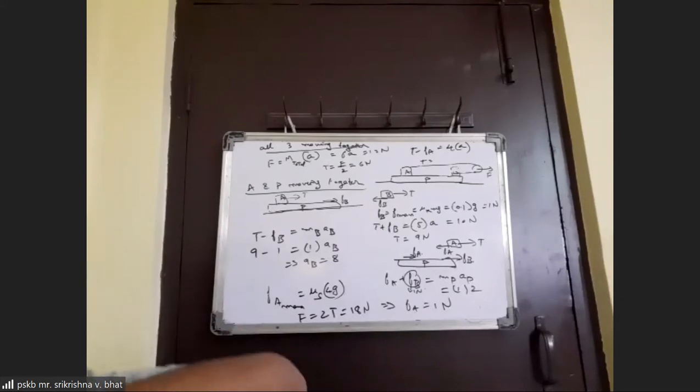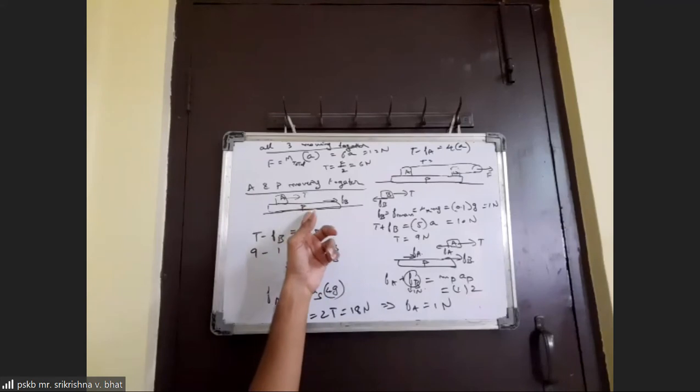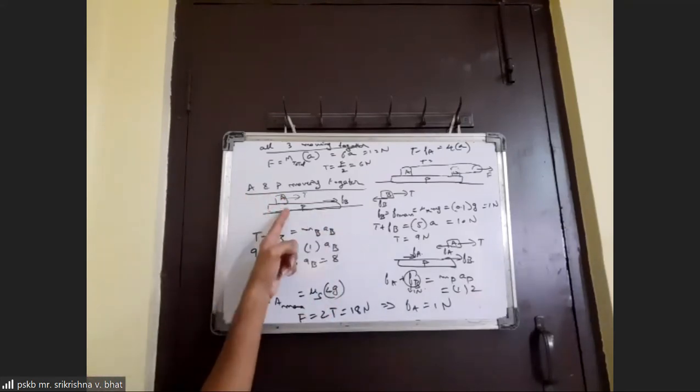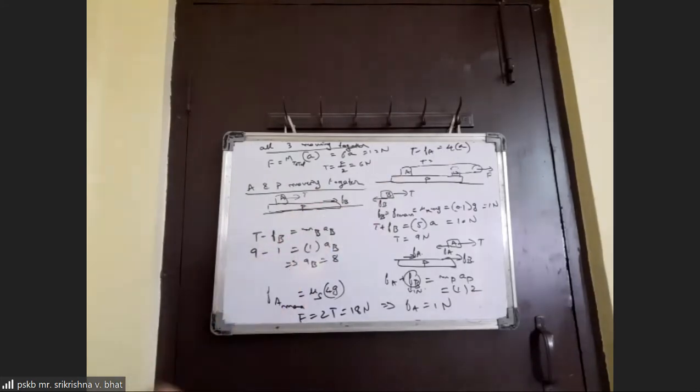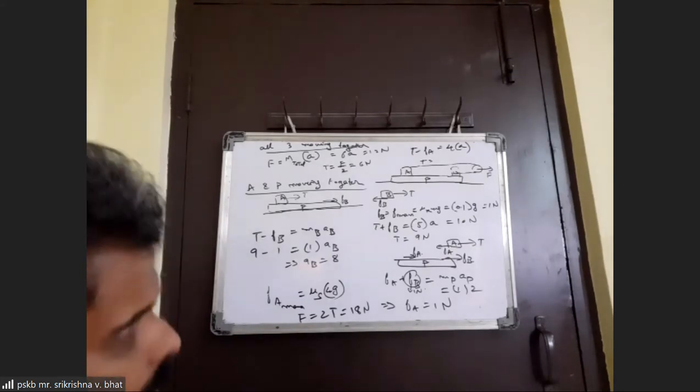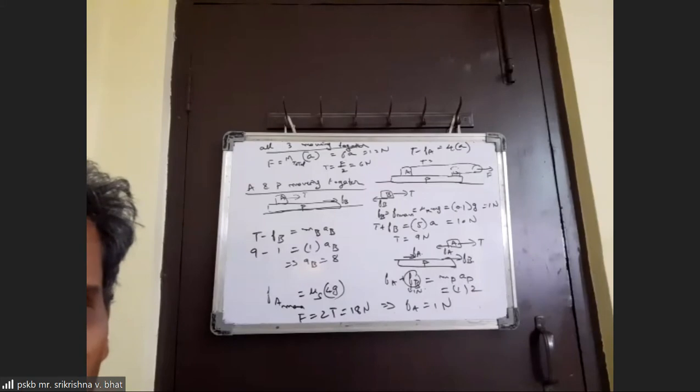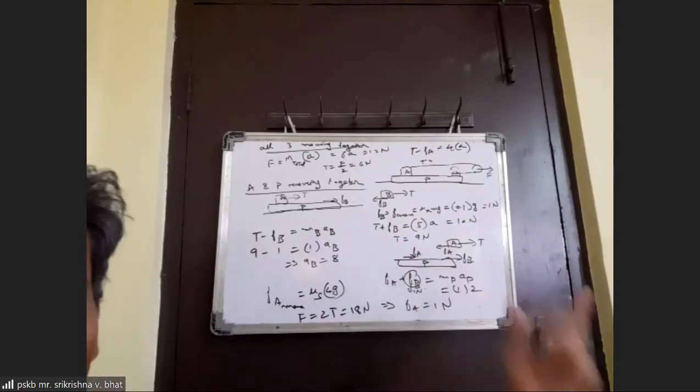Sir, can we take another case also? Like, if B is moving and A is at rest. In the second case, we have taken A and P moving together, which means A is at rest relative to the plank and B is moving relative to it. No, B and P are moving together. You can take that and check that also, but it might come out to be wrong eventually. Because if this is coming out to be right, that cannot come out to be right.